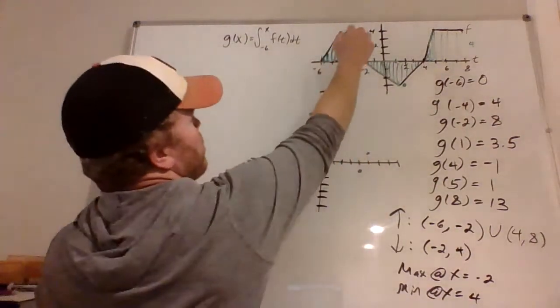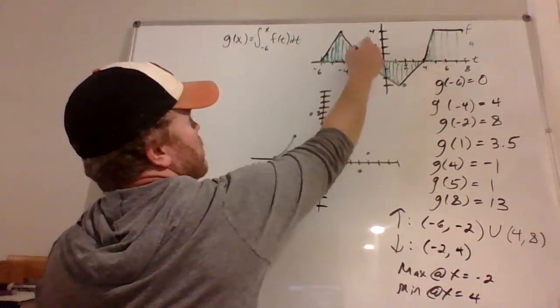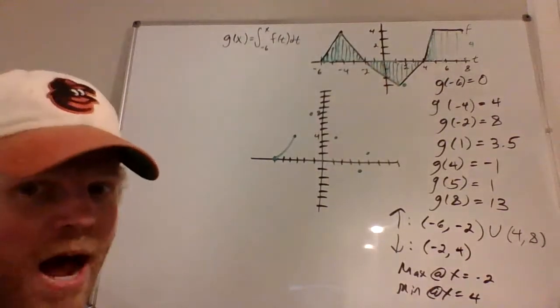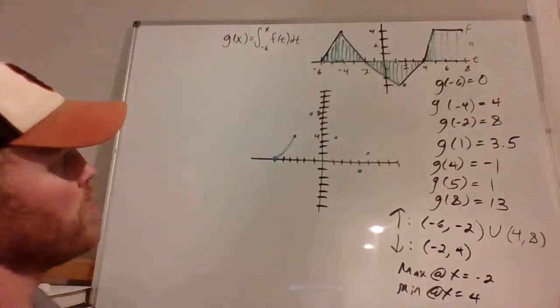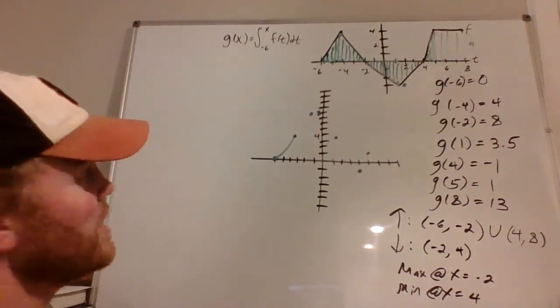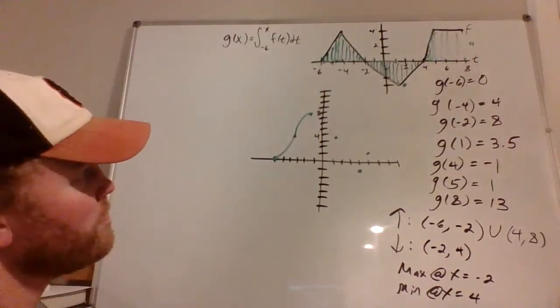And then we start to accumulate even more rectangles. They just start to get shorter. So since we're accumulating positive area, we're growing, but since those rectangles are getting shorter and shorter as you progress, you're increasing but at a slower rate, aka concave down.